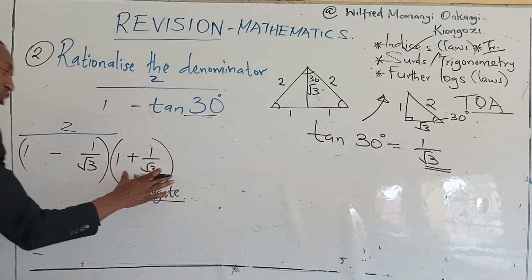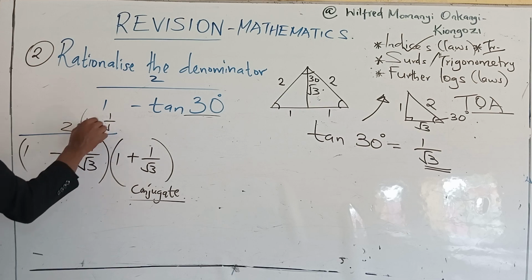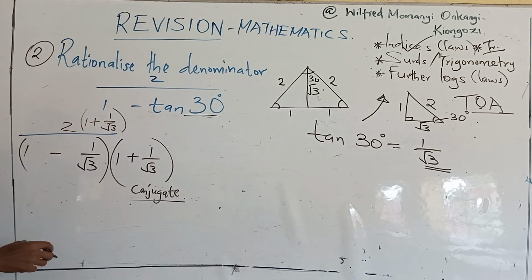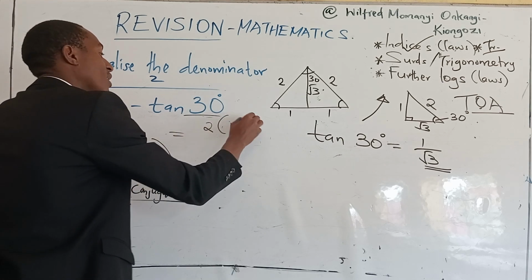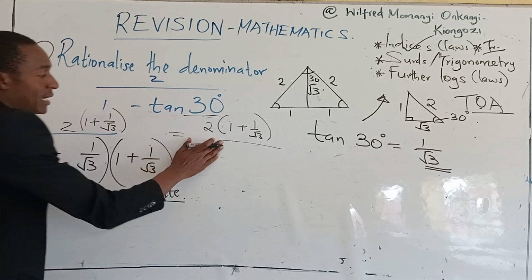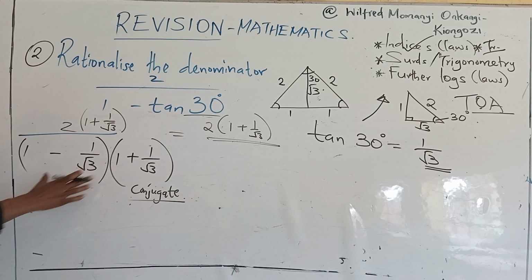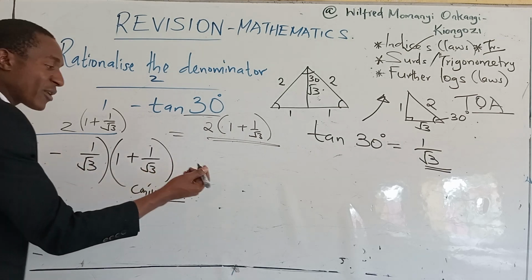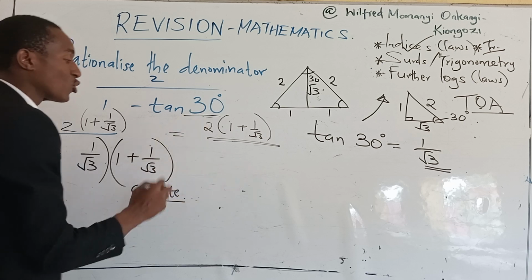So what you do in the denominator, you do it on the numerator. So 1 plus 1 over √3. So the numerator is simply going to be 2 into 1 plus 1 over √3. Then the denominator will be a bit more technical. We need to do an expansion. But remember, we have a law in quadratics that talks about a difference of two squares.